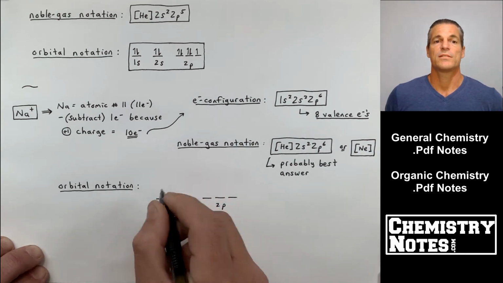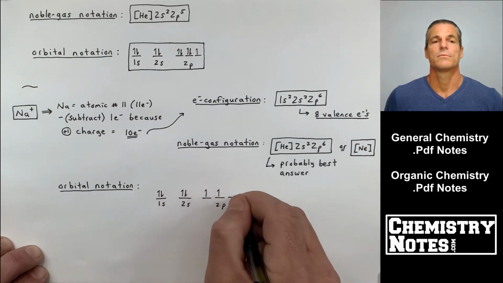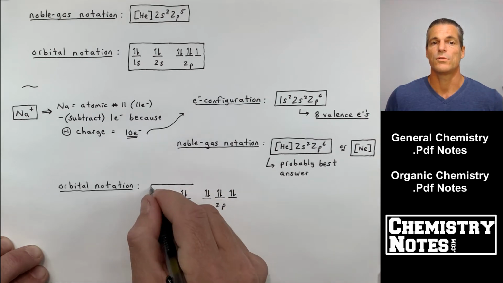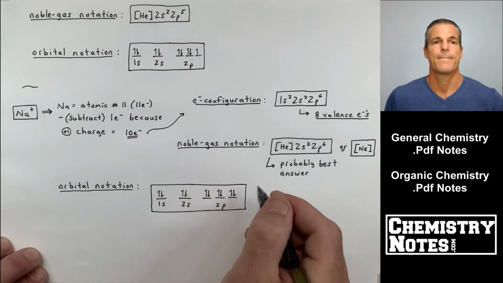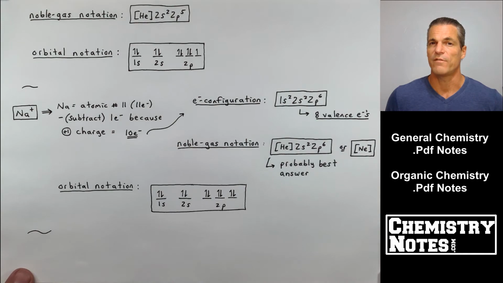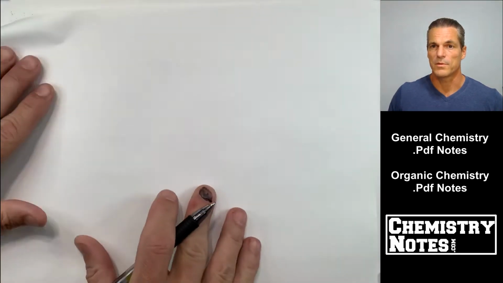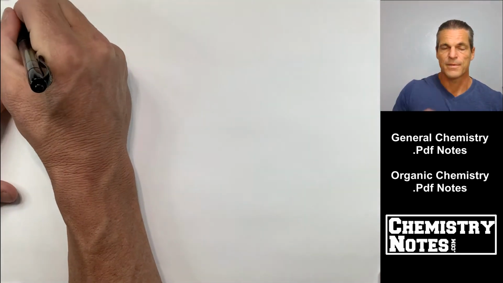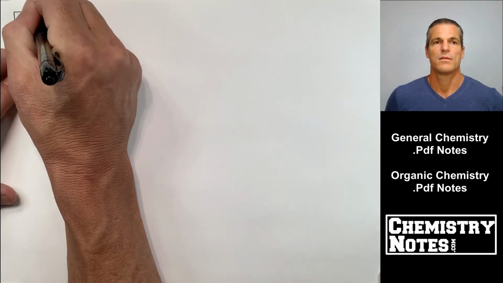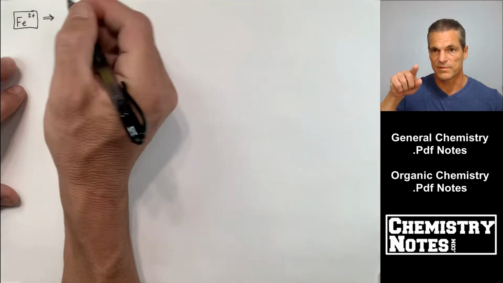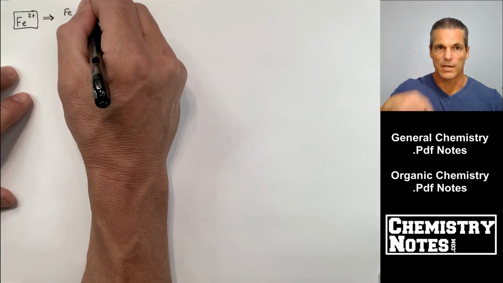Na plus orbital notation: 1s2, 2s2, 2p6. If you watch that video slowly, you'll see how I fill all the degenerate orbitals one at a time before I come back. For those 2p orbitals, I fill them up singly, come back, and fill them up doubly.